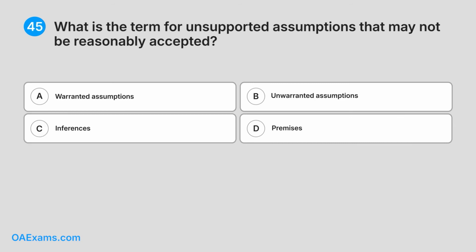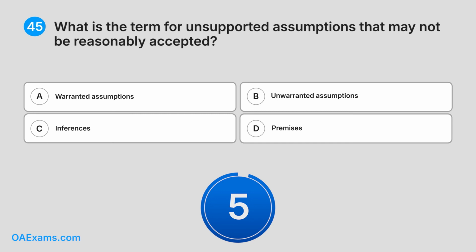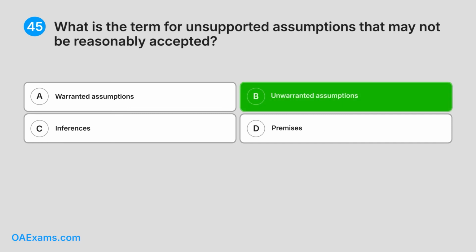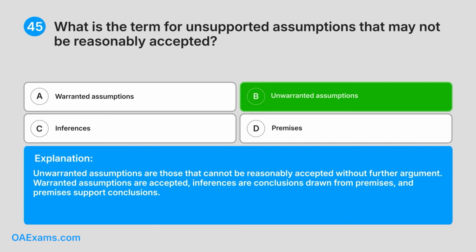45. What is the term for unsupported assumptions that may not be reasonably accepted? A. Warranted assumptions. B. Unwarranted assumptions. C. Inferences. D. Premises. Do you know the answer? Correct answer. B. Unwarranted assumptions. Explanation. Unwarranted assumptions are those that cannot be reasonably accepted without further argument. Warranted assumptions are accepted. Inferences are conclusions drawn from premises, and premises support conclusions.